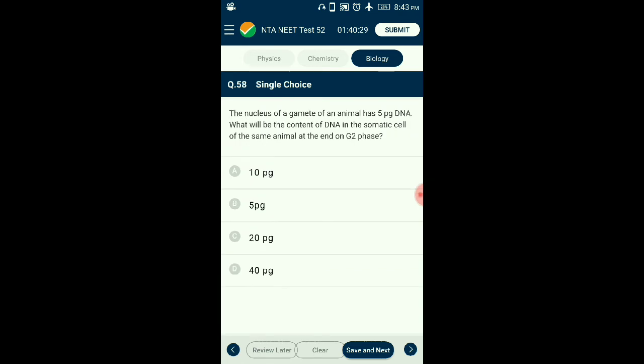Question number 58. The nucleus of a gamete of an animal has 5 pg DNA. What will be the content of DNA in somatic cells of the same animal at the end of G2 phase? Egg is a gametic cell having half of the genetic content, that is 5 pg DNA, which is generally called haploid. Thus the diploid state of the cell will have 10 pg DNA during interphase. G2 phase occurs after the S phase, that is after DNA duplication. The genetic content of the cell in G2 phase will be double that of the diploid state, that is 20 pg. So the answer is option C, 20 pg.